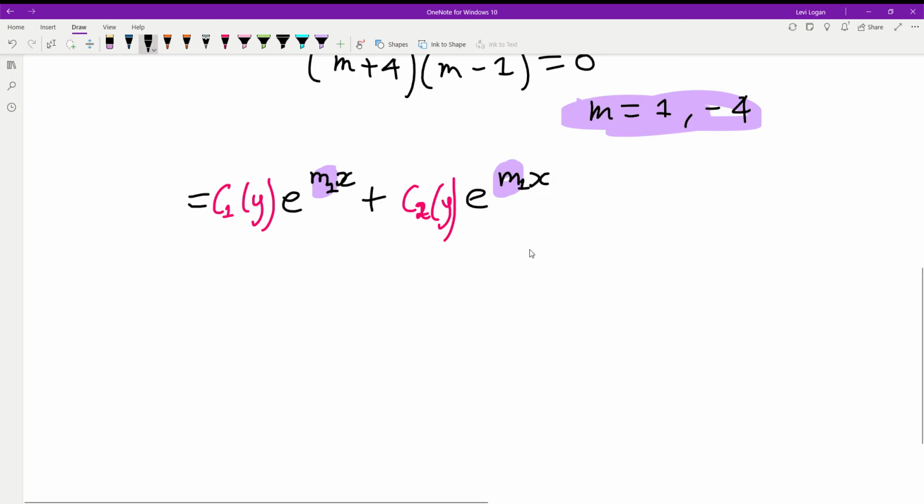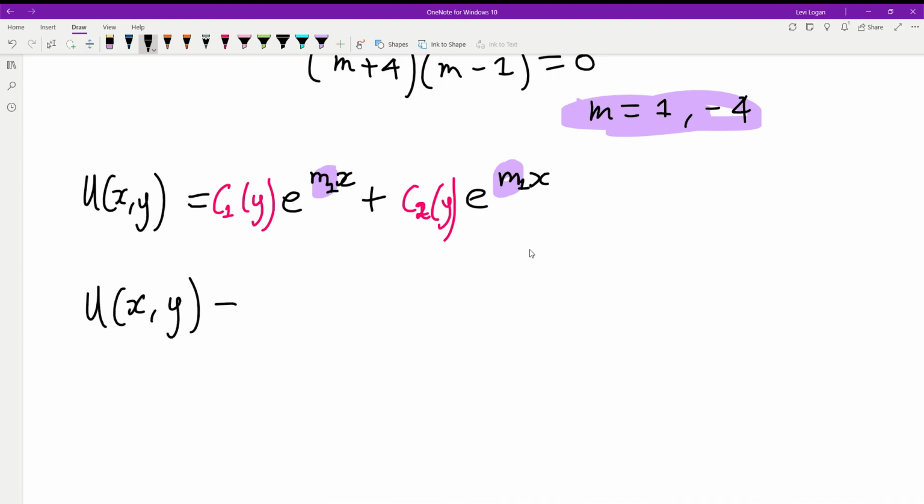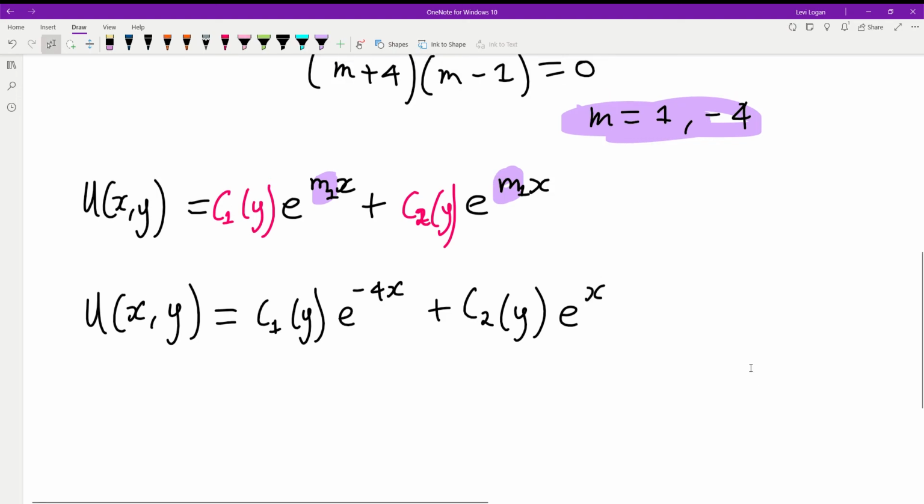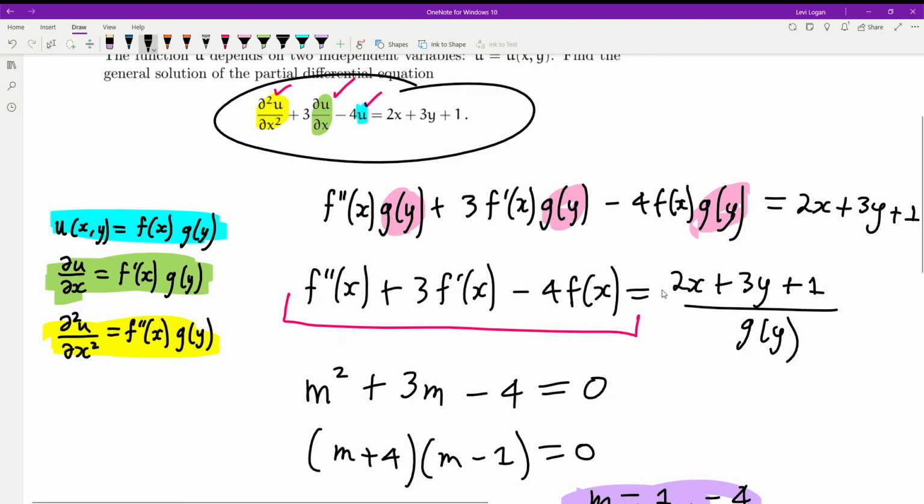This is going to be u of x and y, because it's a function that depends on both of them. So our homogeneous solution is going to be a constant function of y, e to the power of negative 4x, plus a constant function of y, e to the power of 1x. Okay, and that's that first bit. That's a homogeneous solution.